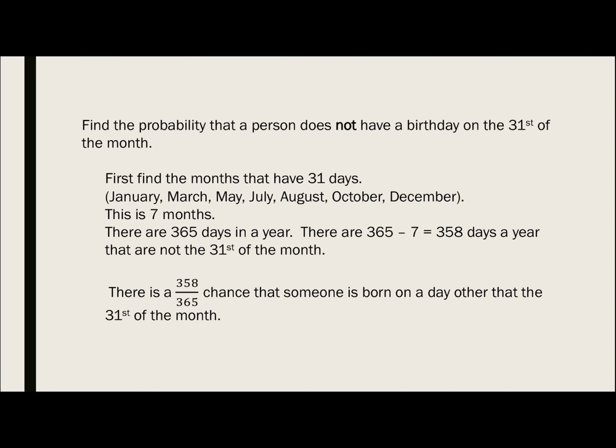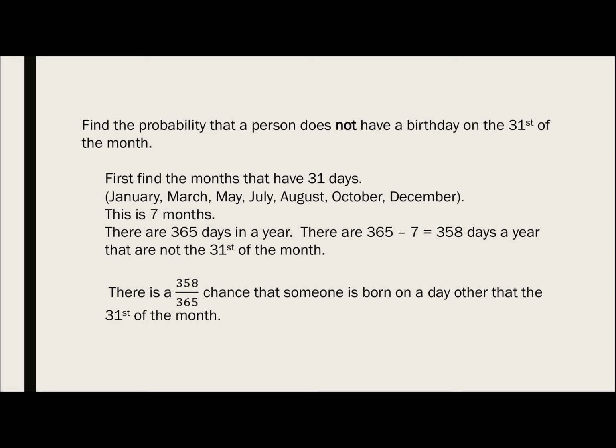Find the probability that a person does not have a birthday on the 31st of the month. Okay, so first we have to figure out what months have 31 days. So the months that have 31 days are January, March, May, July, August, October, and December. This is 7 months. The other months only have either 28 days or 29 days if you have a leap year, or 30 days. For example, February is either 28 days or 29 days for a leap year, but we're not using leap years in this.